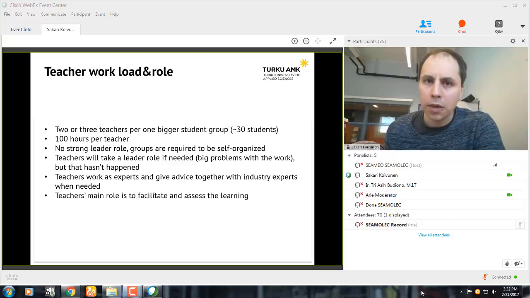But if they are facing some difficult problems, then the students will stop working, of course, because they are facing too big problems, and the teachers will take the leader role for a while. But that, fortunately, has not happened, so the students have been able to solve all the problems on their own. And our role is to work as an expert and give some advice for the students together with the industry experts from the companies. And I would say that our main role, in addition to keeping the students in the zone of proximal development, is to facilitate the learning and assess the learning as well.